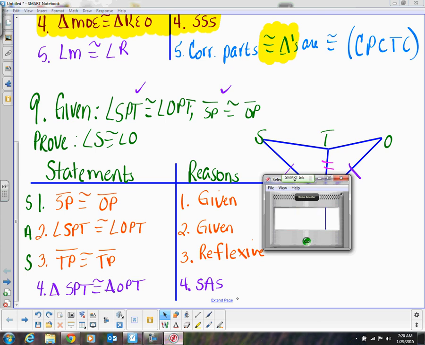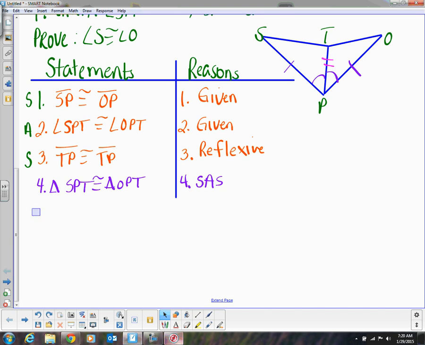What will that last statement and reason be, Eric? Angle S equals angle O. Yes. Angle S is congruent to angle O. Why? Okay, it starts with the C. Corresponding. Corresponding what?